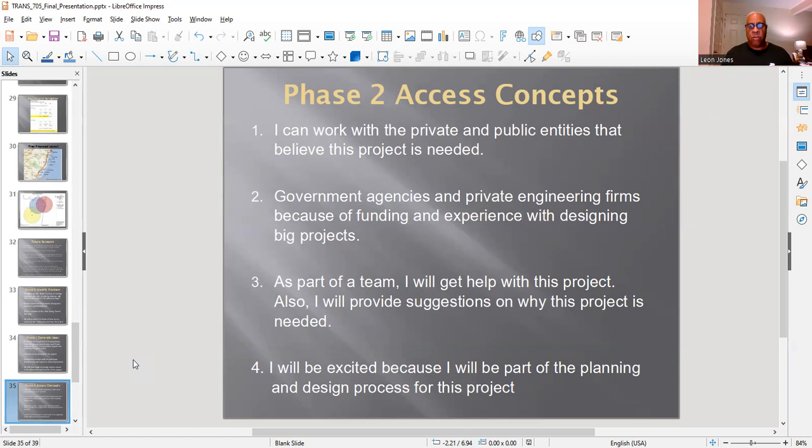And as part of a team, I will help get this. I will help with this project by offering my assistance, my construction knowledge, my design knowledge. And I will also provide suggestions on why this product, and it's a product, although it's a project, why it's needed. And as an engineer, I'll be ecstatic and excited to be part of designing this project.